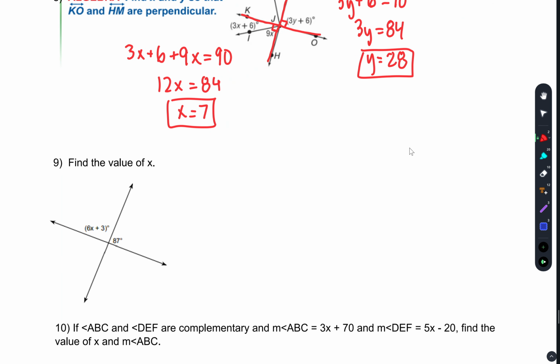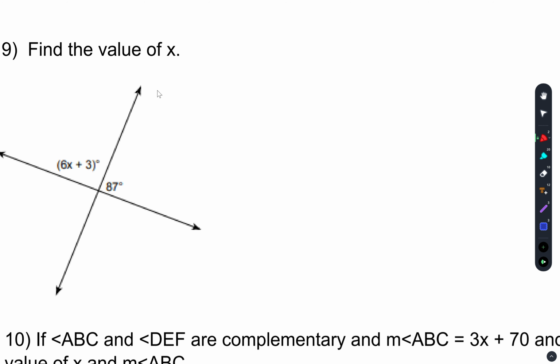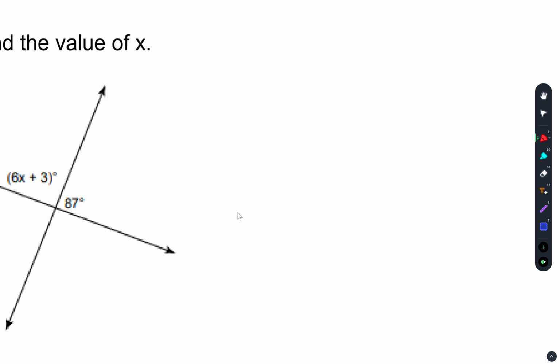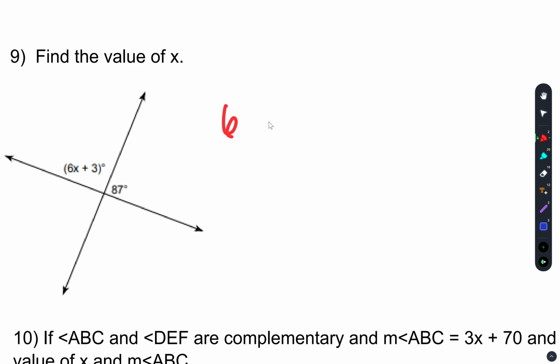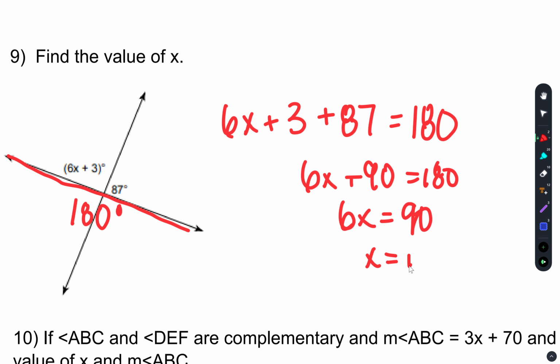Okay, 2 more, then we're done. Find the value of x. What do we see in this diagram? How are we going to set this up? You got it? What you got? Perfect. And why do we know that that equals 180? It's a straight line. We can always assume that things are straight lines. So if it looks like a straight line, it is a straight line. So I got 6x plus 90 equals 180, or 6x equals 90, x equals 15.